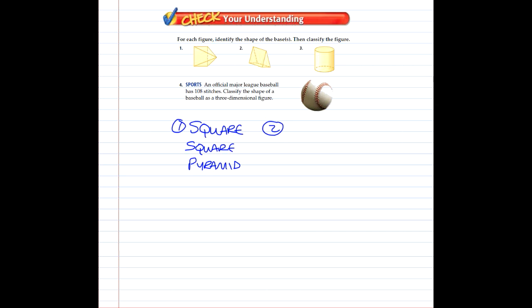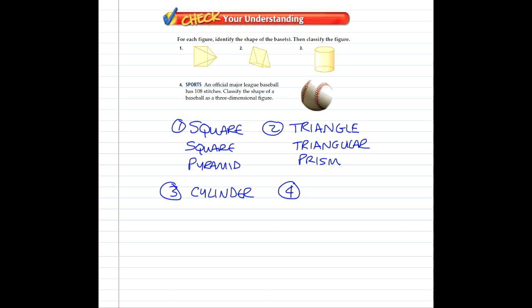Example 2, its base is a rectangle, or a triangle, excuse me, it's on its side. It has 2 triangular bases. Its other sides are rectangles, therefore it is a triangular prism. In example 3, two parallel congruent circular bases and one side that has no edges or vertices. This again is a cylinder.